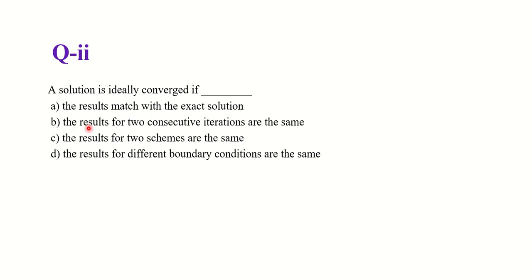When two schemes are the same, we don't call it a converged solution, and in most cases it won't be the same. Results matching the exact solution would also not occur. There would be some mismatch between the exact solution and the results that we are getting, because we have round-off errors or truncation errors and so on. Results for different boundary conditions being the same is not practically possible, and we do not mean convergent in such a case. We mean convergent if the results for two consecutive iterations are the same.